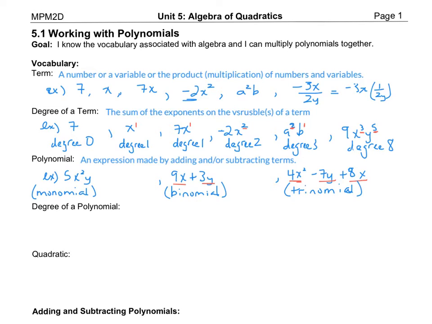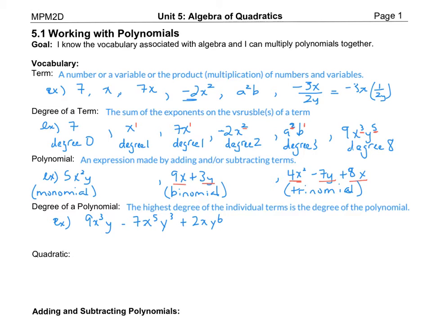Now, for the degree of a polynomial, you're going to look at the degree of the individual terms, and then whichever one is the highest wins. That's the degree for your polynomial. So here I have an example of 9x cubed y minus 7x to the 5y cubed plus 2xy to the 6. So what we do is we look at the individual terms and get the degree of each of those.